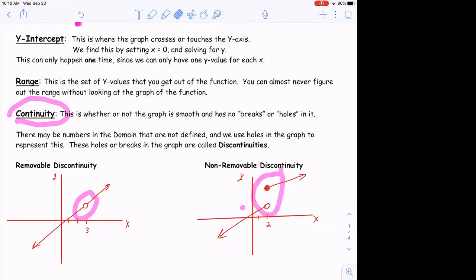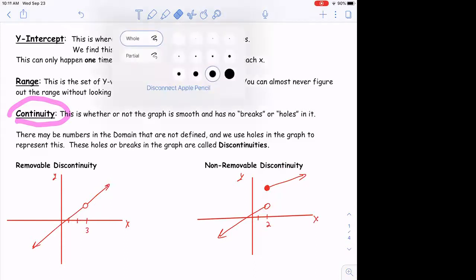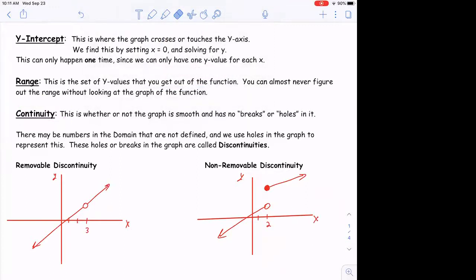Oops. Let me fix all this here. There we go. I'm just going to undo it all. It's easier. So go with that one. There we go. So these are examples of discontinuities, removable and non-removable.